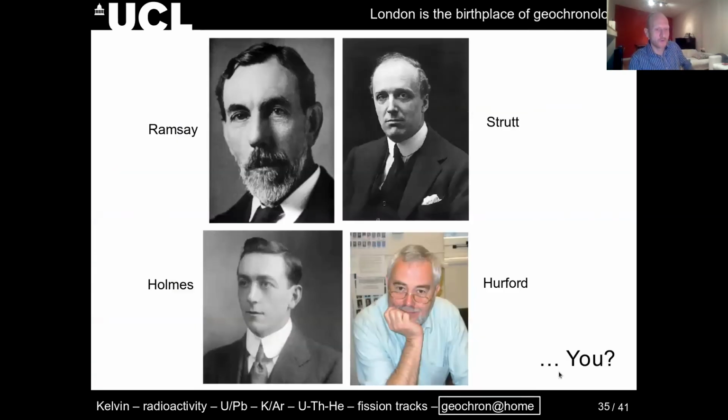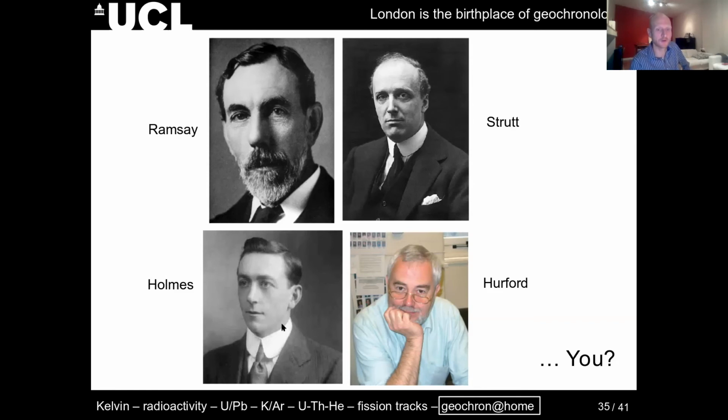Now, this is just a small glimpse into the world of geochronology. The seeds for this whole field and the cradle of geochronology really is located in London. I already mentioned William Ramsay, the father of the noble gases, who caused and is responsible for the eventual development of uranium, thorium, helium, and potassium argon dating. Robert Strutt was the son of Lord Rayleigh, Ramsay's collaborator, became a professor at Imperial College and carried out the first uranium, thorium, helium dates.